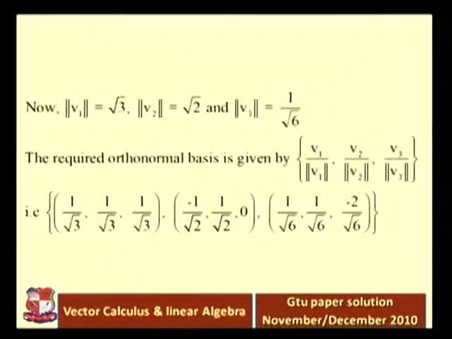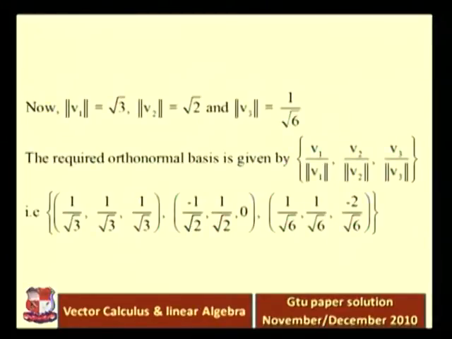So the required orthonormal basis is given by v1 upon norm v1, v2 upon norm v2, v3 upon norm v3. So (1/√3, 1/√3, 1/√3) is v1 upon norm v1, v2 upon norm v2 is (-1/√2, 1/√2, 0), and v3 upon norm v3 is (1/√6, 1/√6, -2/√6). Okay, so here is the answer. This is the required orthonormal basis.